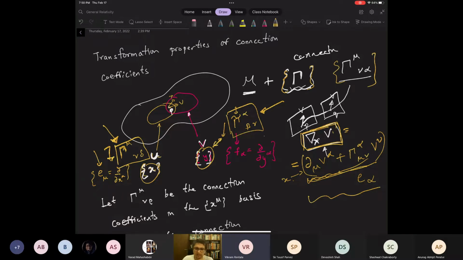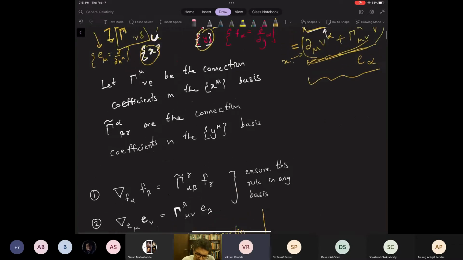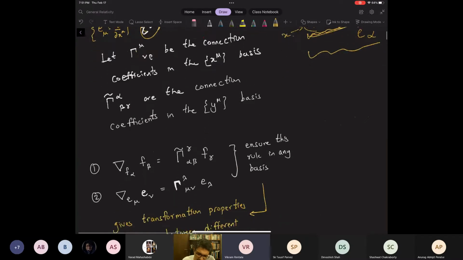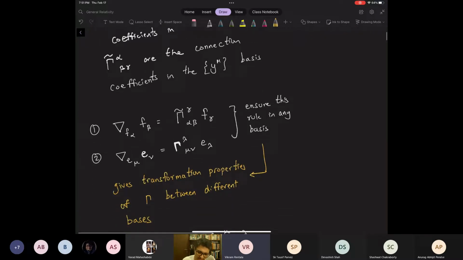So what we're going to do is talk about how to get the parallel transport coefficients in one basis and relate them to the parallel transport coefficients in another basis. Now it suffices to ensure basically this rule. We had this rule that if you parallelly transport a basis vector, then this should just be your parallel transport coefficient lambda times e lambda. It should be this vector.